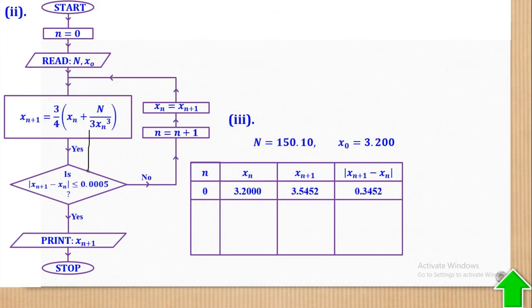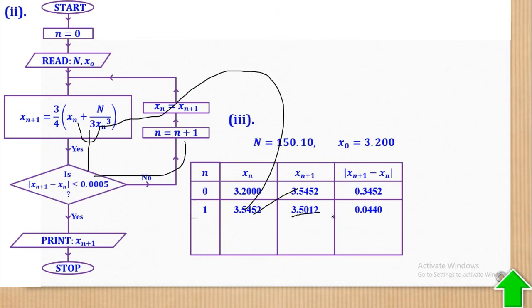So when I subtract here, it gives me an answer of no, so I have to increase the number of iterations by 1 to come up with 1. That means that now the new value of xn will be 3.542, which is here. Then get this one and put it where there is xn here and here to come up with 3.5012. Then the difference will now be 0.0440.